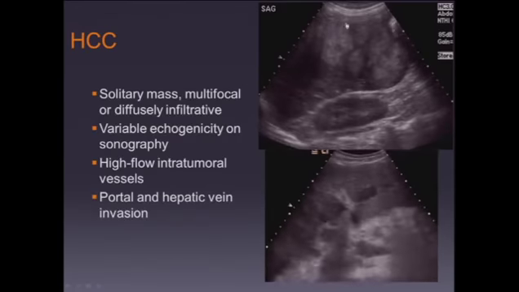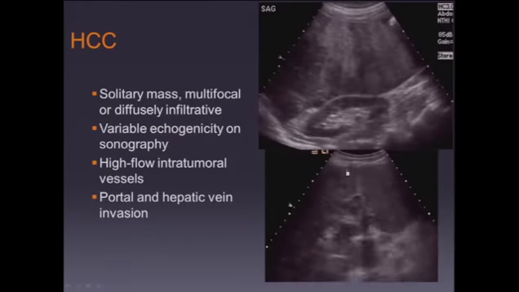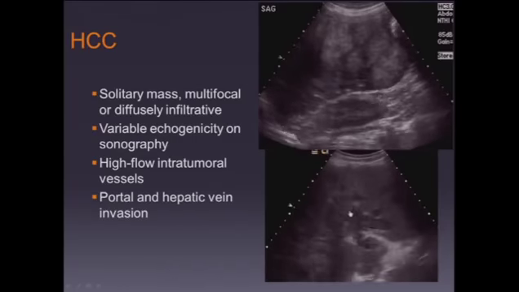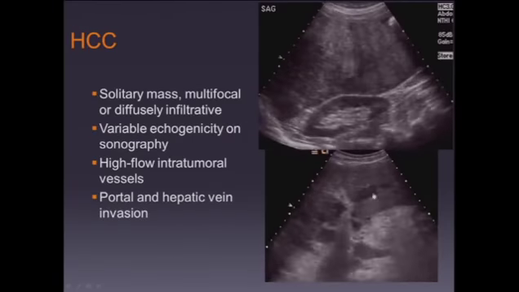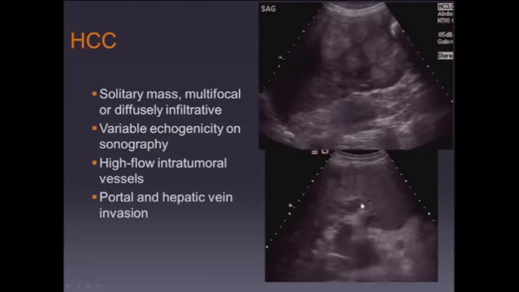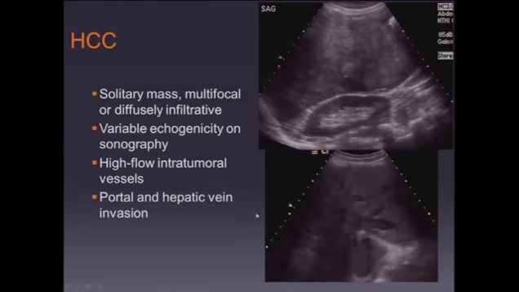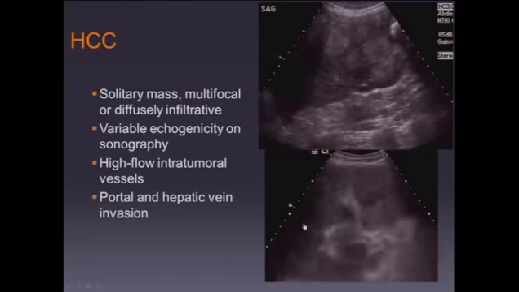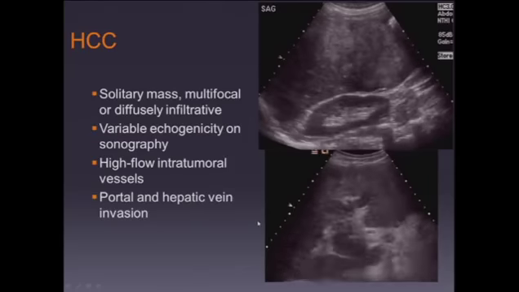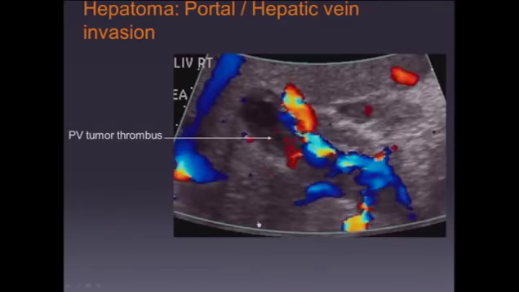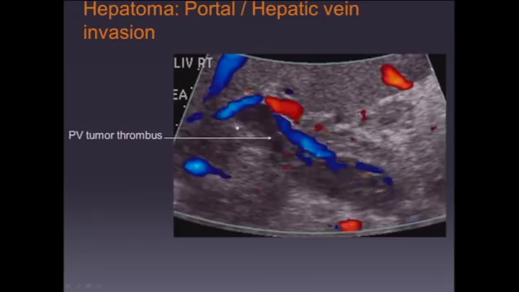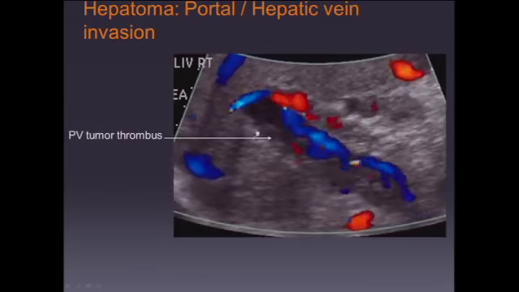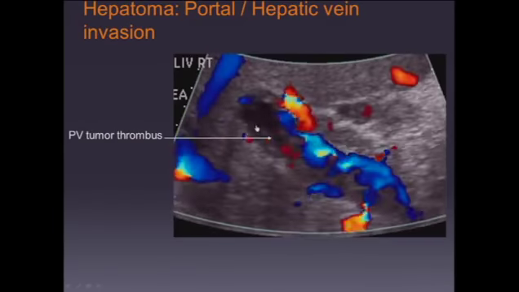So this is a patient with a large HCC within the liver, and the portal vein here is full of echogenic material, which actually can be seen on this grayscale image, which is invasion of the portal vein by the tumor. This material within the portal vein is actually made up of living tumor.